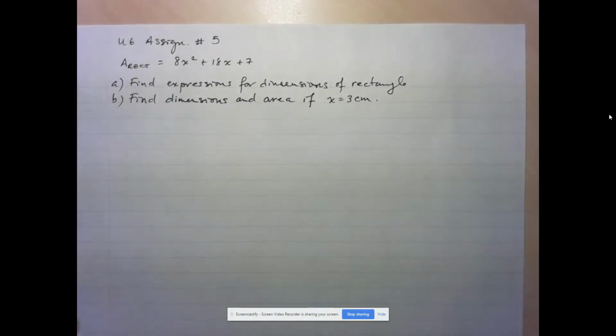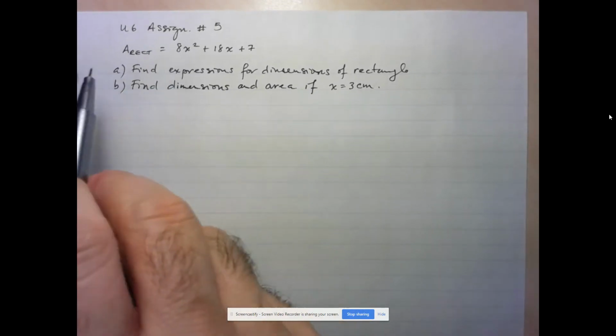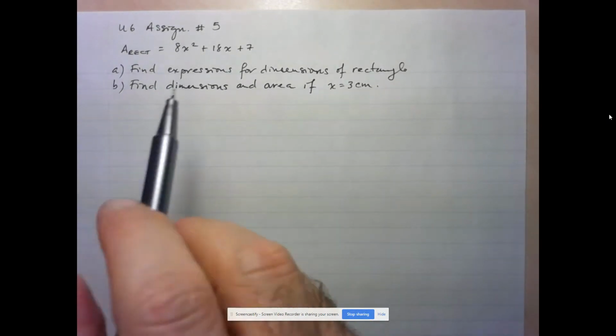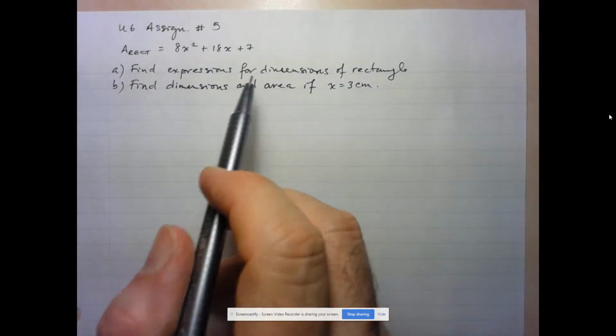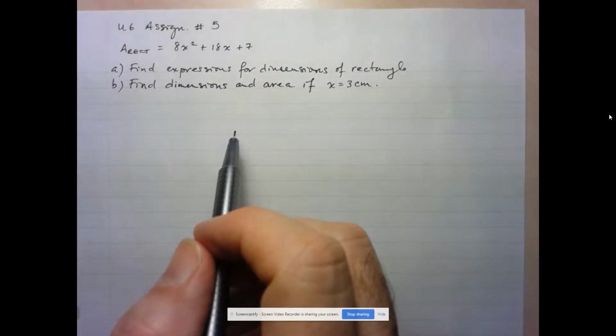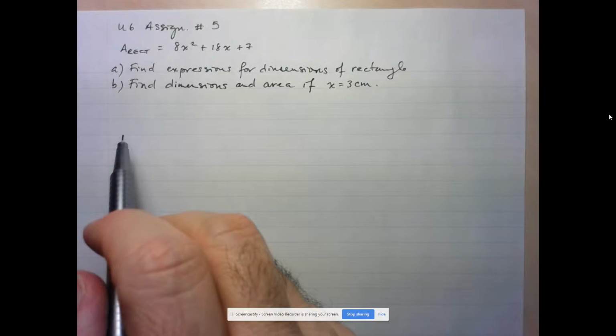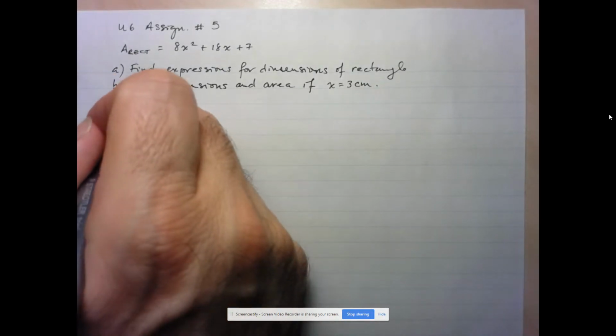Hi folks, we're going to take a look at number 5 from the Unit 6 assignment. So here they give us a quadratic expression that represents the area of a rectangle, and they want us to find expressions for the dimensions and then find the dimensions and area when x is equal to 3 centimeters. So first of all, we have to determine what are the dimensions that define a rectangle, and of course we know that that's length and width.